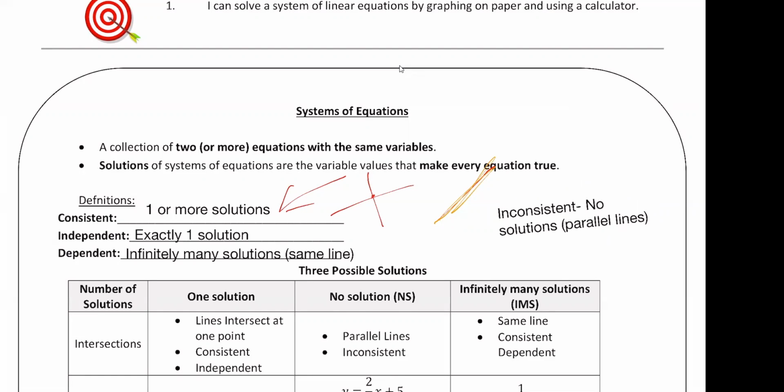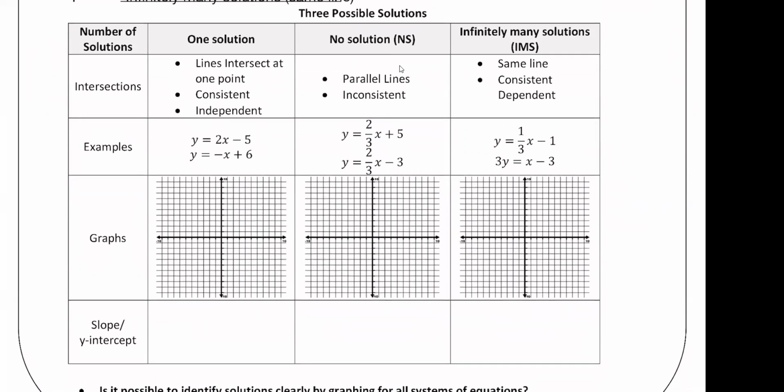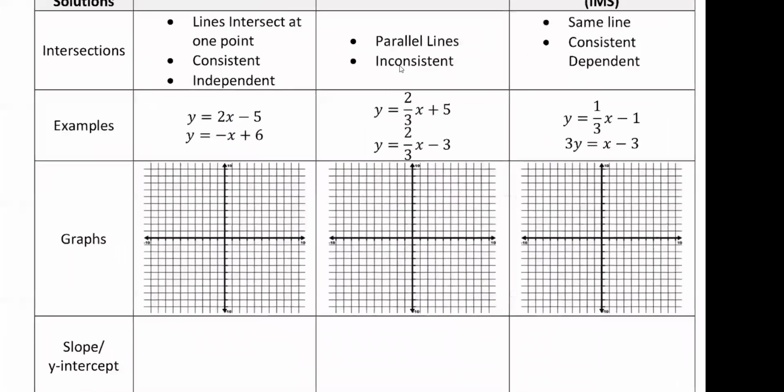So let's look at a few examples and talk about this terminology. One thing I'm going to have you do in our systems unit when we get more into these is classify what type you have. Is your system of equations consistent? Is it independent? Is it dependent? So just understand what these terms mean. We're going to do two quick examples here. If you don't have graphs, you can just look at it.